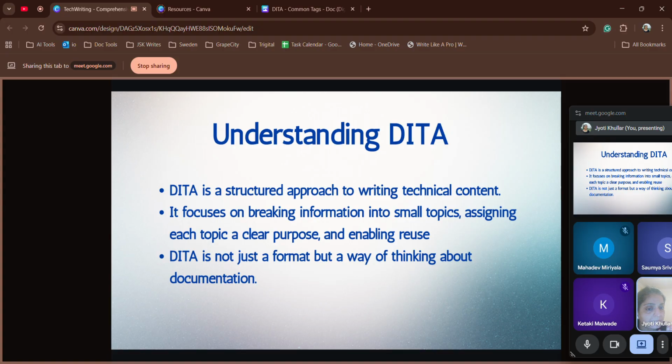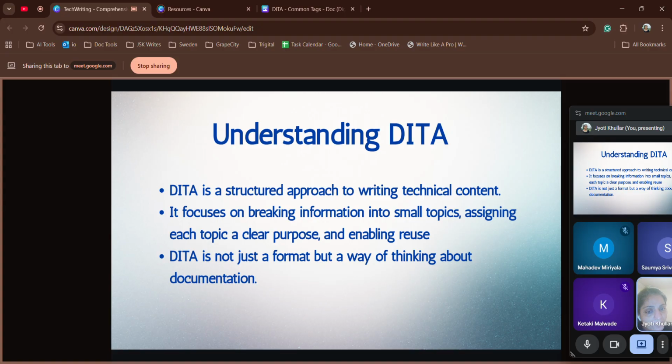Are you getting it? It's a very small thing. And we also call it chunking nowadays. We call it chunking the topic. So each topic has a very small purpose, and only one clear purpose.